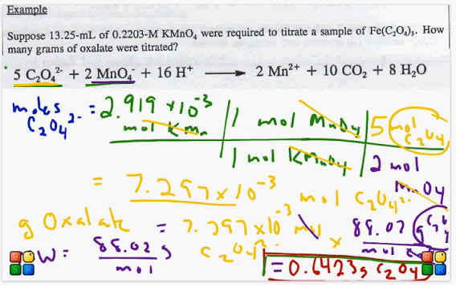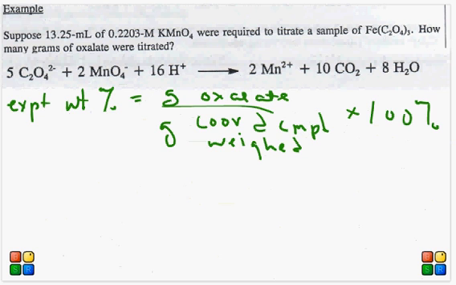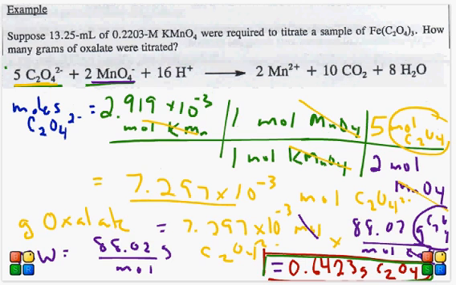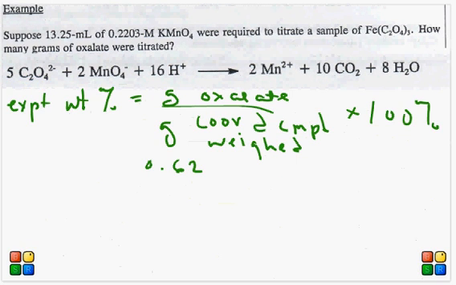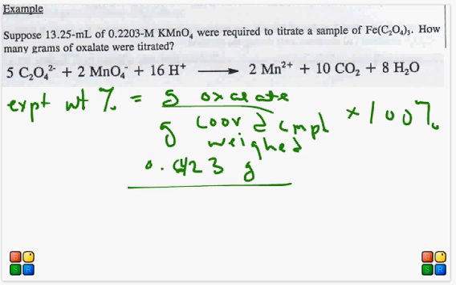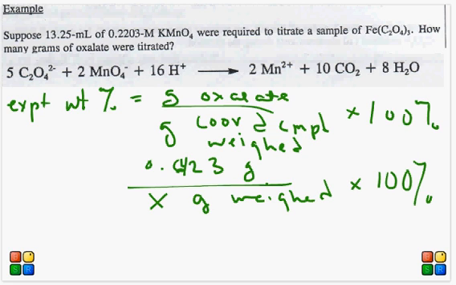So you'll be using that previous value we have over here on the very top, I think it's 0.6423. And then on the bottom is whatever mass you weighed out. Okay? So that's what you do to solve for the experimental weight percent.